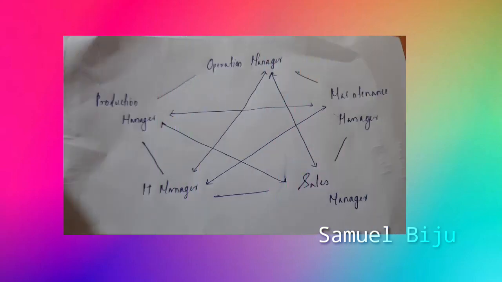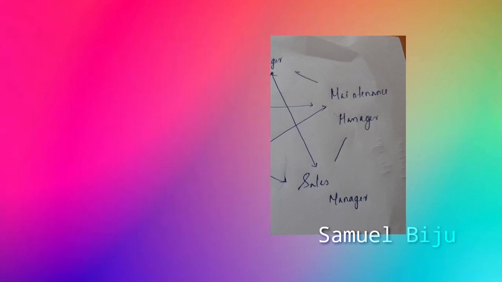So now you guys can see how diagonal communication flows in an organization. The operation manager can directly communicate with the IT manager, or the IT manager can directly communicate with the maintenance manager, and the sales manager can communicate with the production manager, and it goes on.